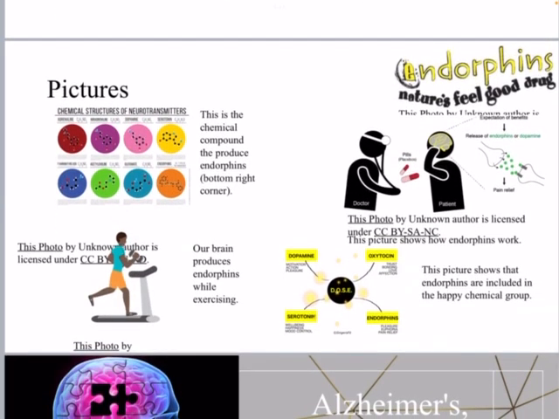The bottom right corner is the chemical compound for endorphins. And our brain produces endorphins while exercising. The picture shows that endorphins are included in the happy chemical group.